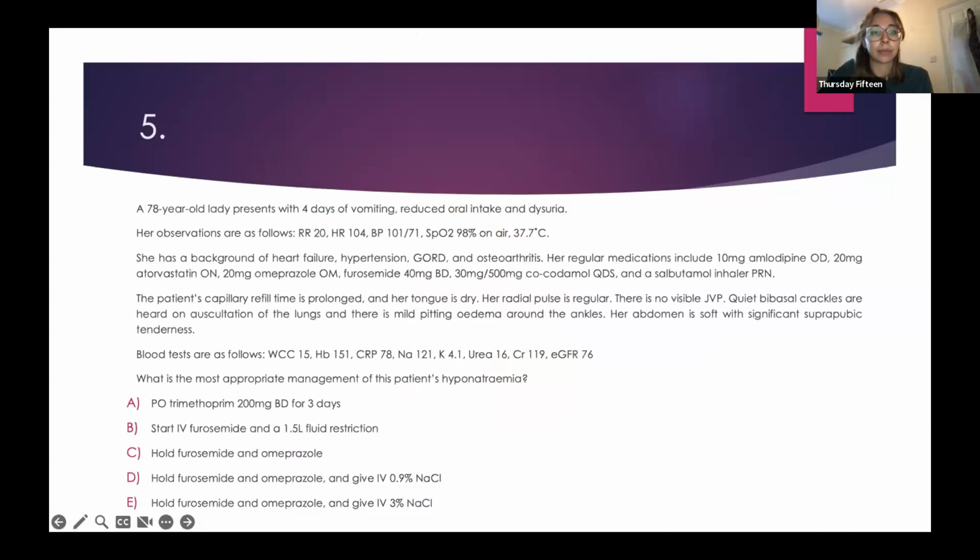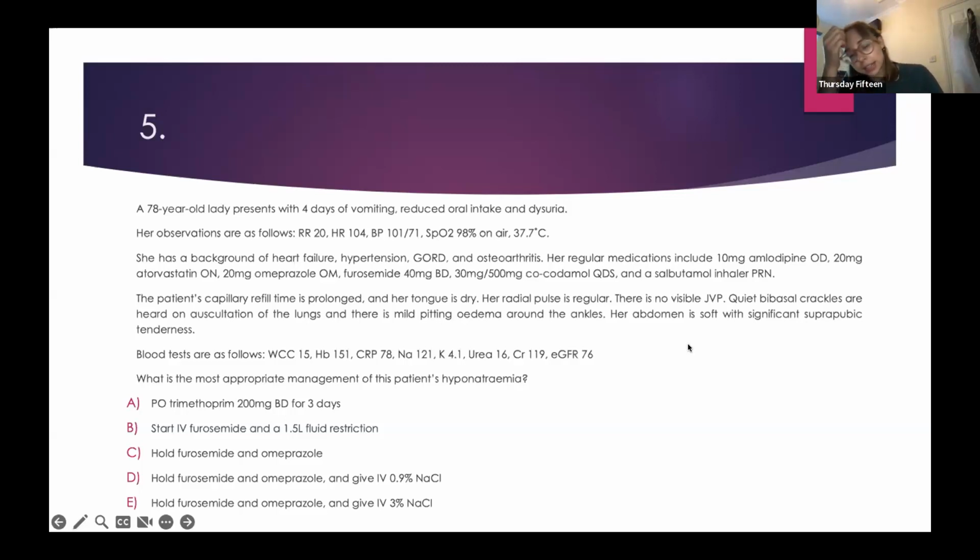Okay, question 5. So this question is about an old lady with vomiting, reduced oral intake and dysuria. Her obs show that she's a bit tachy and she's got a temperature. She's on some drugs that might cause low sodium. And her examination is interesting.